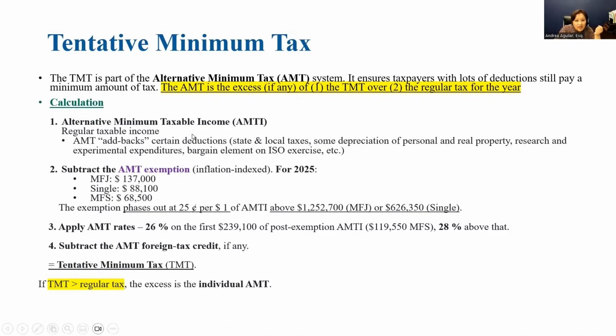It's just the regular taxable income, but we are going to add back certain deductions. First, you're going to grab your regular taxable income and we're going to put back state and local taxes, some depreciation of personal and real property, certain research and experimental expenditures, because we had already claimed this as a deduction. Remember, whenever we're looking at your taxable income, we had already applied certain deductions. But whenever we're looking at the alternative minimum tax, we want to bring that back. We're going to add it back.